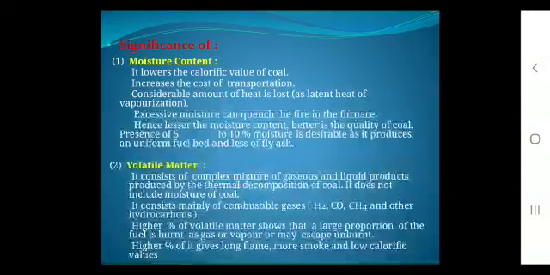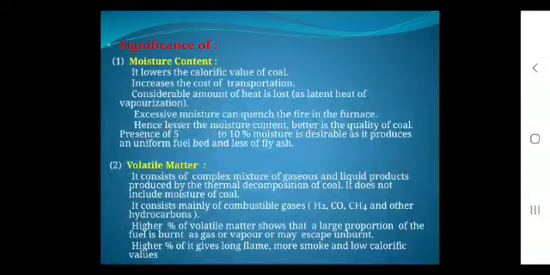So it lowers the calorific value of fuel, that is coal, increases the cost of transportation because it is included in the weight of coal. So if more moisture is there, the weight or the mass of the coal would be more, and that's why the cost of transportation increases. Considerable amount of heat is lost. We know that during evaporation, heat is utilized in the form of latent heat. So in that process, heat is lost, so that ultimately fuel is wasting.